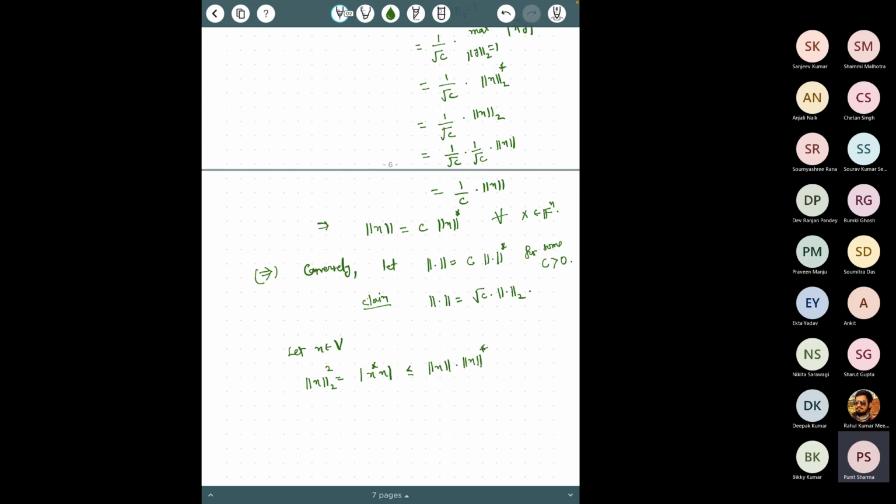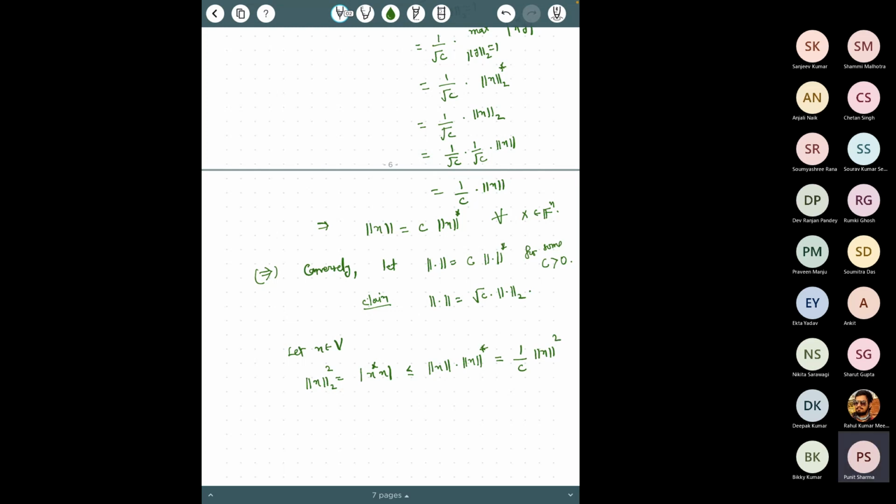Do you agree with this? Now what is this one? The right hand side here. Given is that norm is equal to c times dual norm. So what I can do here, it would be c times dual norm. In place of dual norm, I will write 1 upon c times the norm itself. So it would be 1 upon c times norm x square.